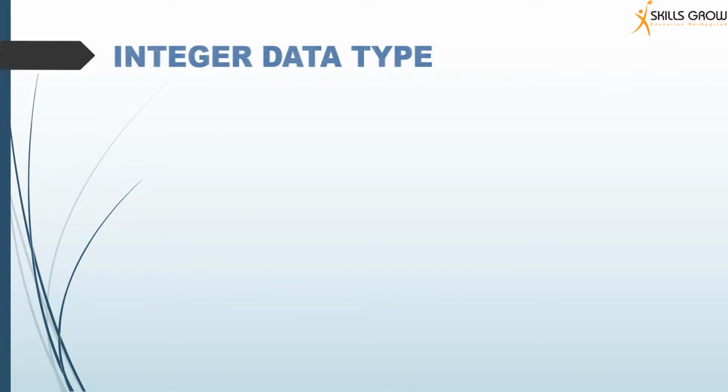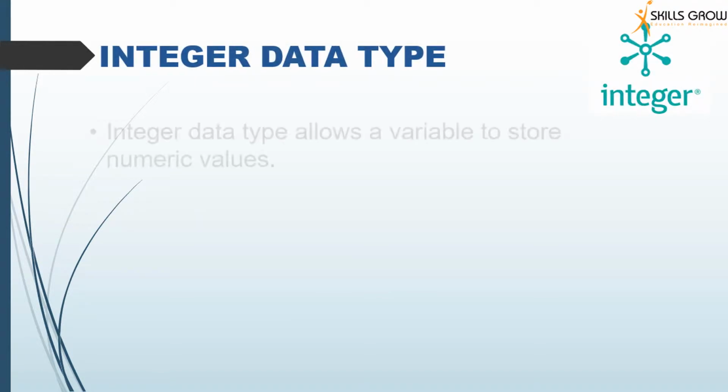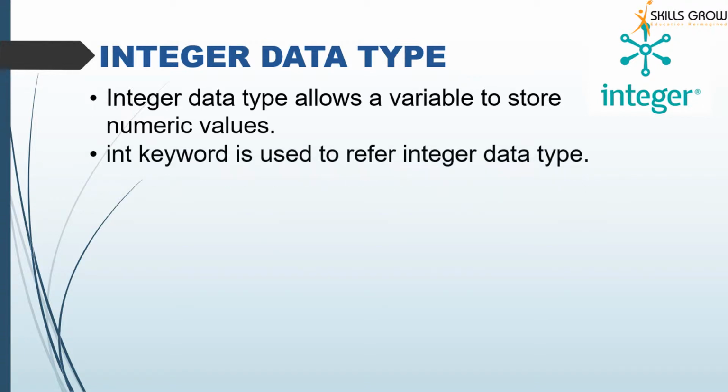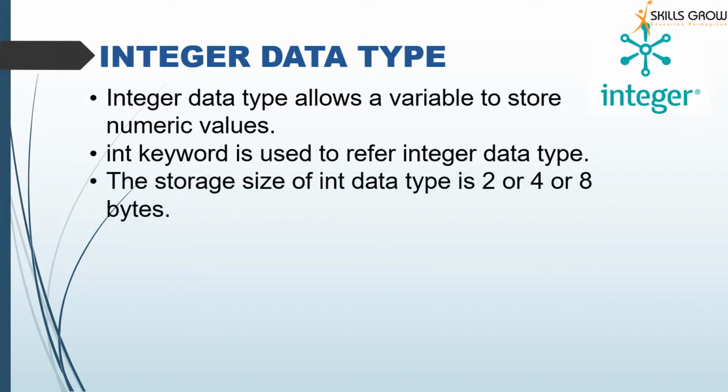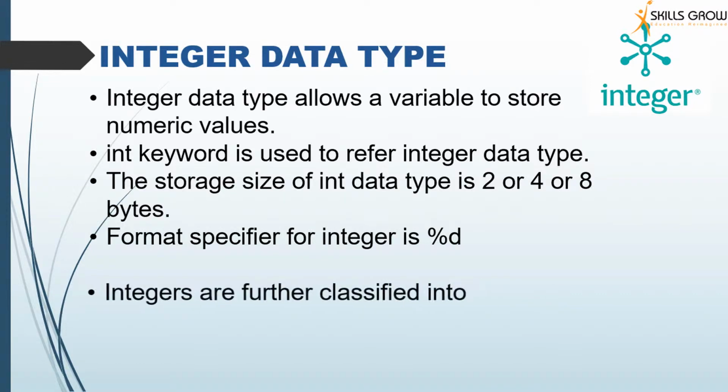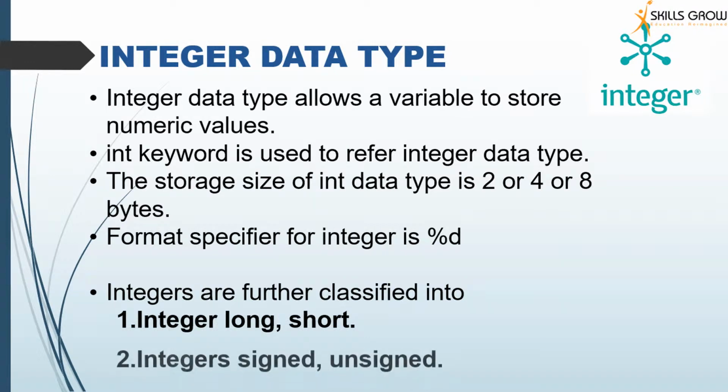Okay, let's move on to our next topic, integer data types. Integer data types allow us to store integers in a variable. Keyword int is used to declare integer data types. They occupy 2 or 4 or 8 bytes in memory. %d is the format specifier for integer data type. They are further classified as integer long or short, integer signed or unsigned.